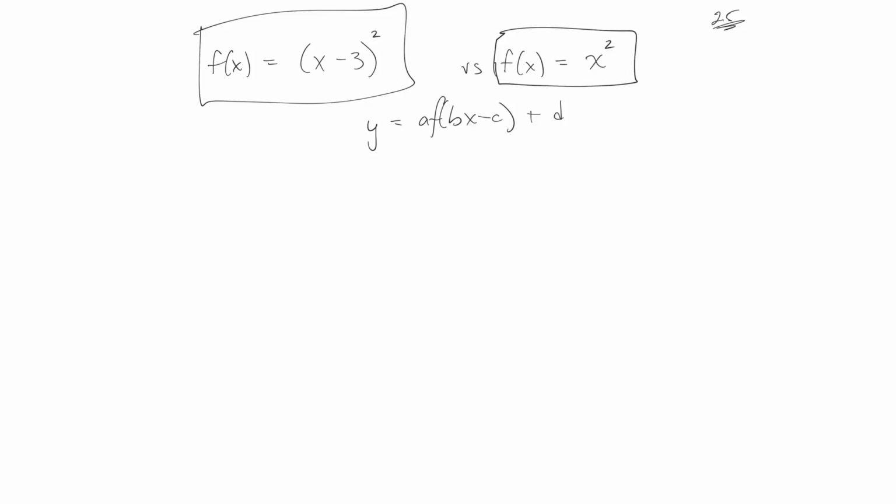So where things are at, both a and d affect y values. So d, you add or subtract y values, a you multiply y values, and then b and c both affect x values. B, you divide all the x's by whatever b is, and c, you add or subtract all the x values by whatever c is.